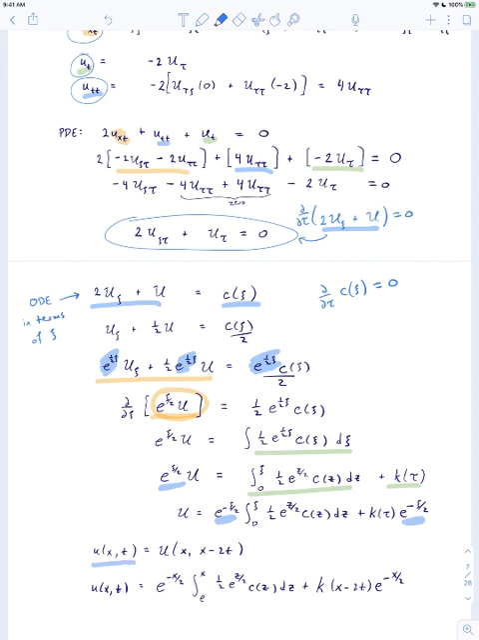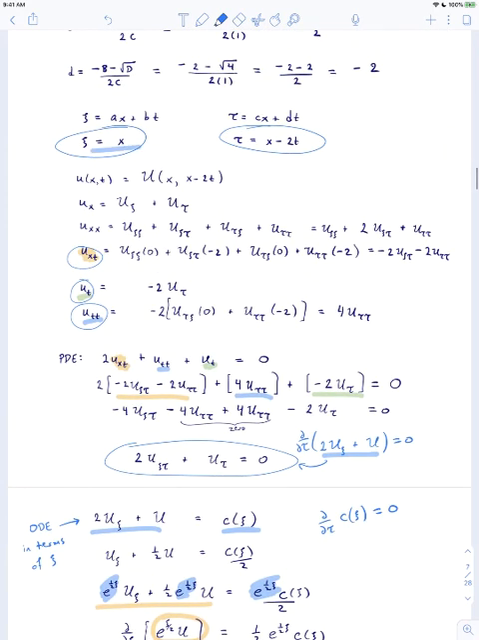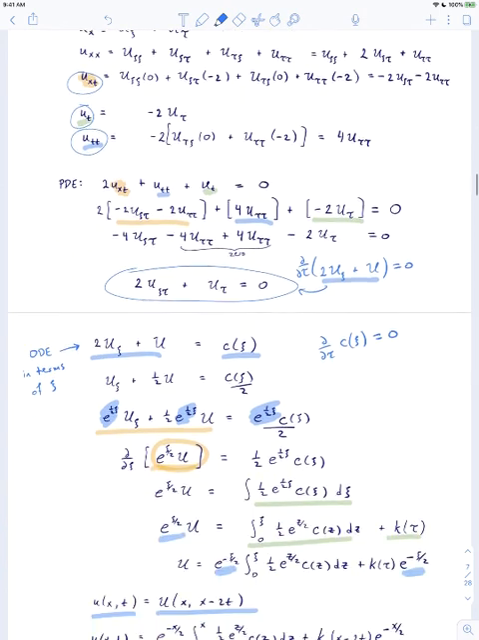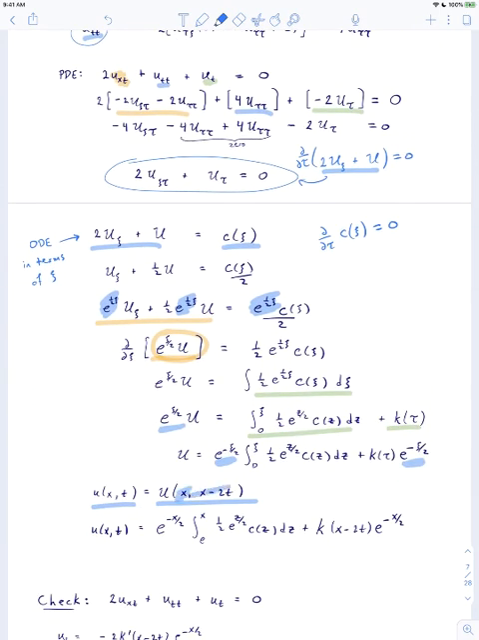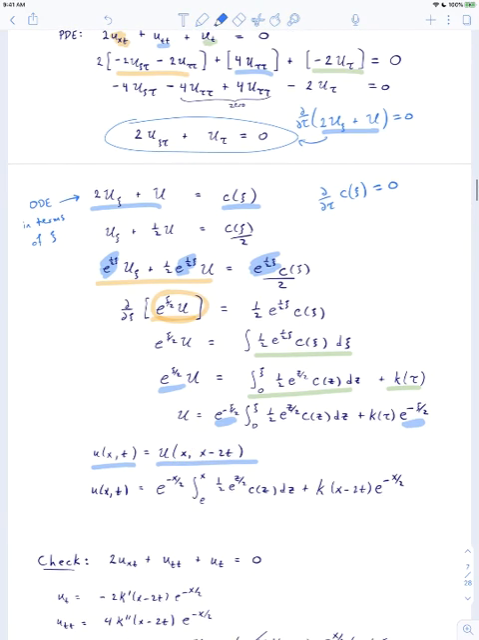So lowercase u at x comma t is equal to uppercase U at x comma x minus 2t. Remember, that was the transformation that we made. If I scroll up, this was the transformation that we made, x comma x minus 2t. So we just make this transformation wherever there's a xc. Wherever there's a xc, you replace that with x, and we've done that here and here. So you can see you just replace that with x and an x.